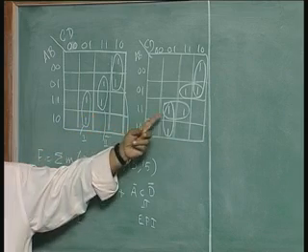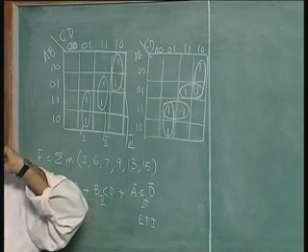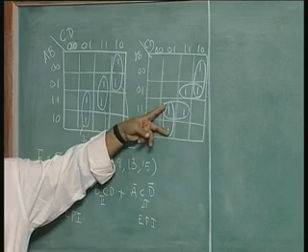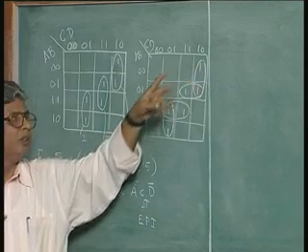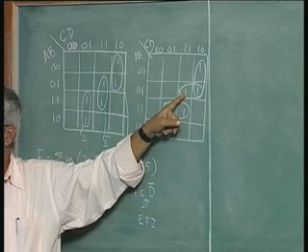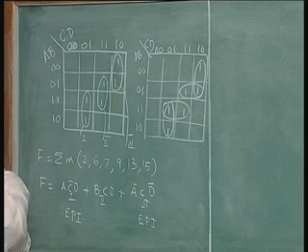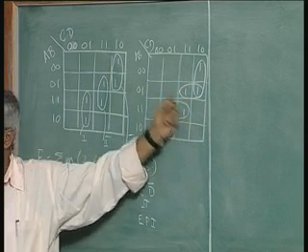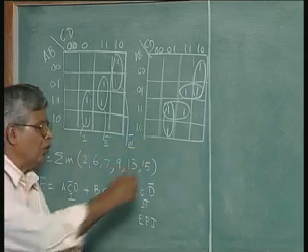But when I draw this map, there are two ways of combining these two ones. This is an essential prime implicant. This is an essential prime implicant. Is this a prime implicant? What is a prime implicant? The largest group of ones possible within that. This is the largest possible group of ones. So, all the 4 here I will call this 1, 2, 3, 4.